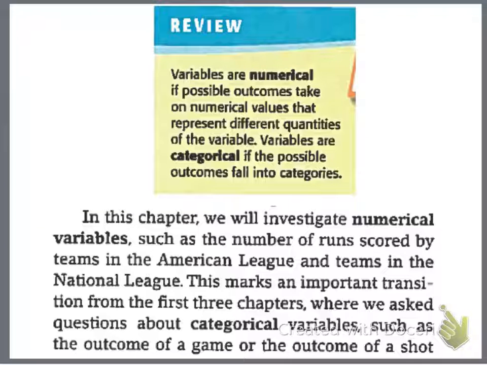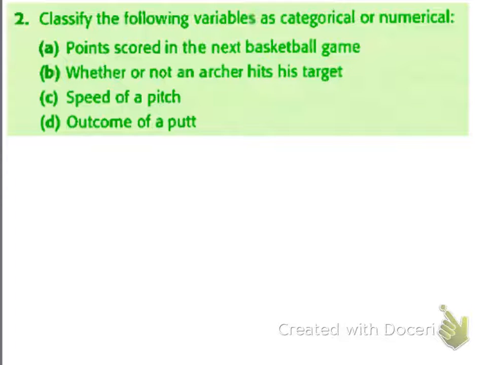So, just to review, numerical variables versus categorical variables. Numerical variables are if possible outcomes take on numerical values that represent different quantities of that variable. Variables are categorical if the possible outcomes fall into categories. So, for example, they want us to classify the following variables as categorical or numerical. Points scored in the next basketball game. That is numerical.